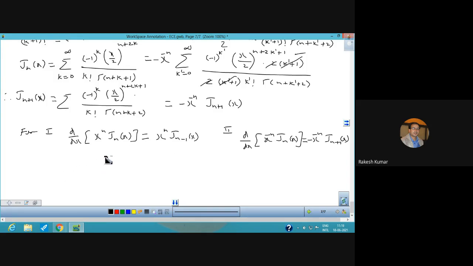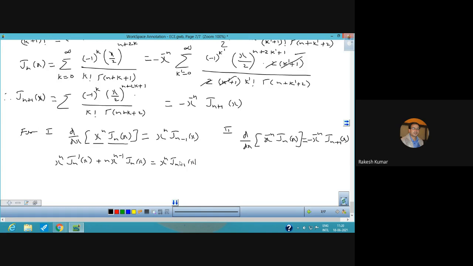So from the first recurrence formula, ddx of this function. So this is a u function, this is v function. So u into v formula can be applied over here. So x raised to power n as it is, Jnx's derivative, that is Jn dash x, plus u's derivative, x raised to power n's derivative, n x raised to power n minus 1, and Jnx as it is, and the right hand side is the same, x raised to power n Jn minus 1x.